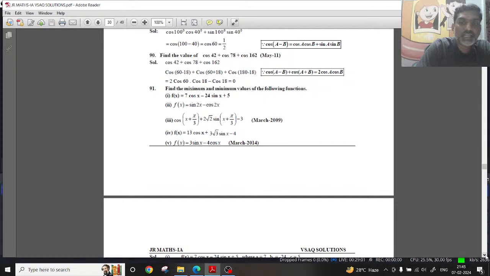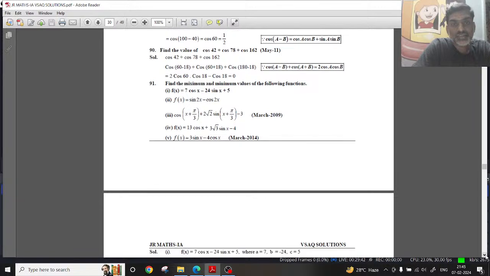Find the maximum and minimum values of the following functions. F of x is given here: 7 cos x minus 24 sin x plus 5. So for minimum or maximum value, if the expression is like this, a cos x plus b sin x plus c, then c plus or minus under root of a square plus b square is the formula. Plus sign represents maximum value, minus sign represents minimum value, if any expression is in the form a cos x plus b sin x plus c.